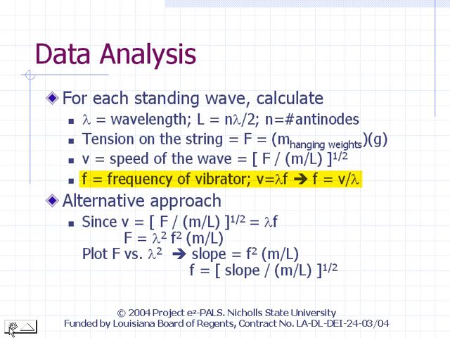The frequency of the vibrator is fixed, so it should come out more or less constant for all the standing waves. Try to relate your experimental value to the fact that your vibrator is driven by alternating current, which has a frequency of 60 Hz. An alternative approach to determining the frequency of the vibrator is to plot the tension versus the square of the wavelength. You should be able to show that the plot is a straight line, with a slope equal to the frequency squared times the linear density. Therefore, the frequency is equal to the square root of the ratio of the slope to the linear density.